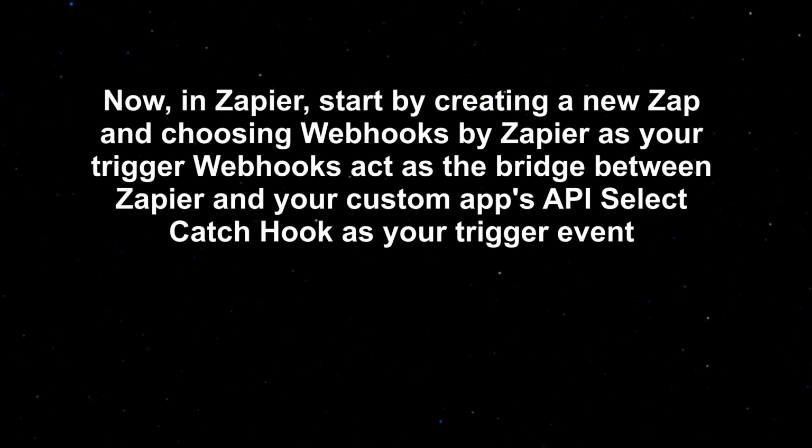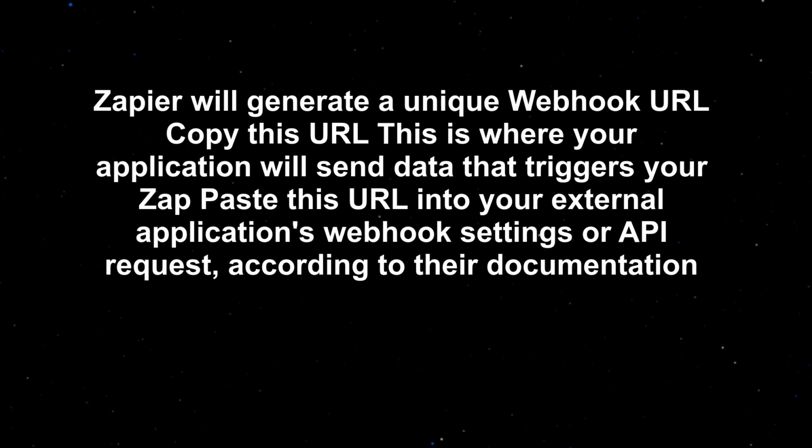Now, in Zapier, start by creating a new Zap and choosing Webhooks by Zapier as your trigger. Webhooks act as the bridge between Zapier and your custom app's API. Select Catch Hook as your trigger event. Zapier will generate a unique Webhook URL. Copy this URL. This is where your application will send data that triggers your Zap. Paste this URL into your external application's webhook settings or API request, according to their documentation.